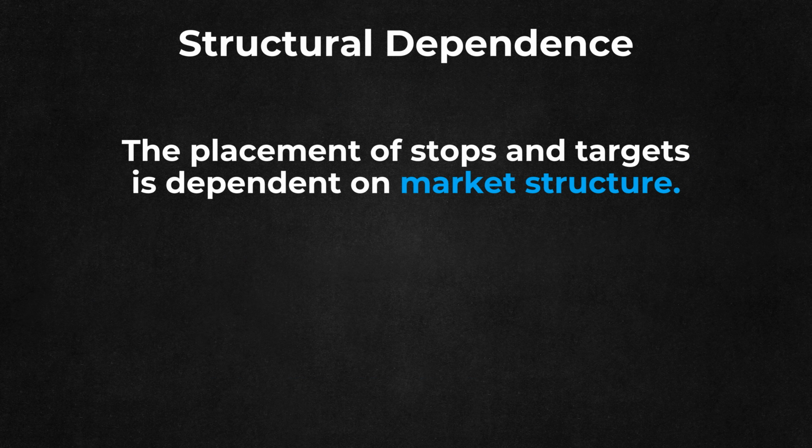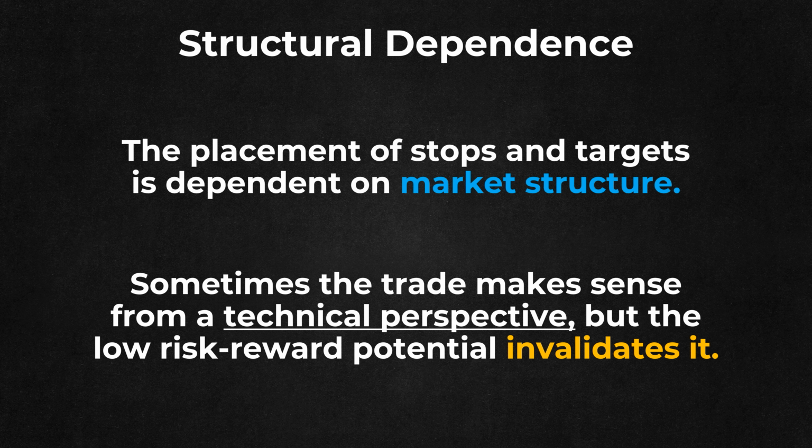The placement of stops and targets is dependent on market structure. The stop loss must be placed in such a way that reduces the possibility of being prematurely stopped, and the target must consider whether there are support and resistance and significant fair or unfair value zones along the way. You need to assess this before you enter the trade. Sometimes the trade makes sense from a technical perspective, but the low risk-reward potential invalidates it.